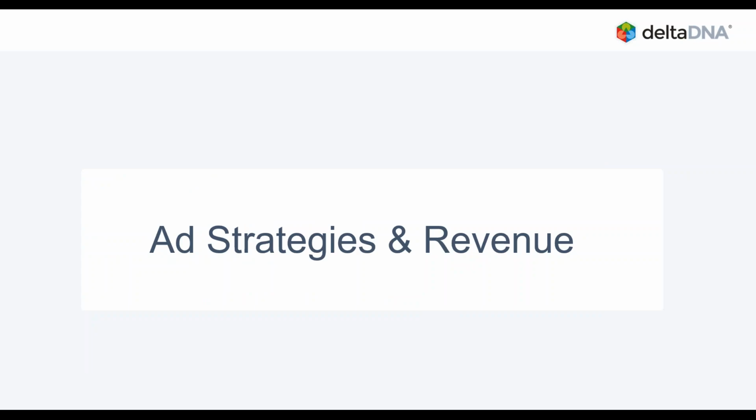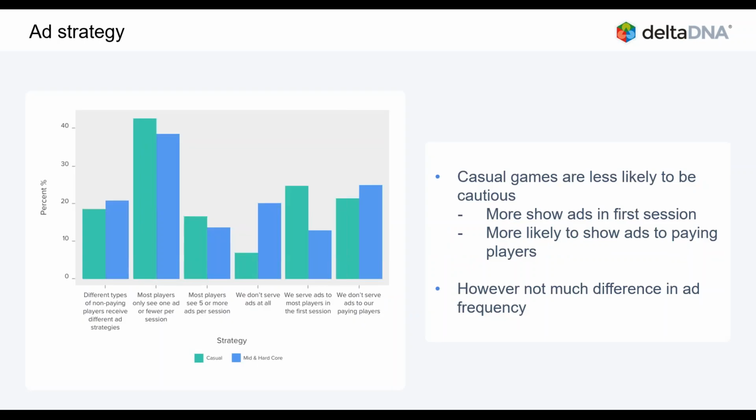So moving on to the ad strategies people are using and how that's impacting their revenue. The question we asked about ad strategy, and you can see the questions here: which of these most describes your strategy towards ads? Do different types of non-paying players receive different ad strategies? Do most players see 1 ad or fewer per session? Do most players see 5 or more ads? Do you show ads at all? Do you serve ads to people in the first session, and do you show ads to paying players?